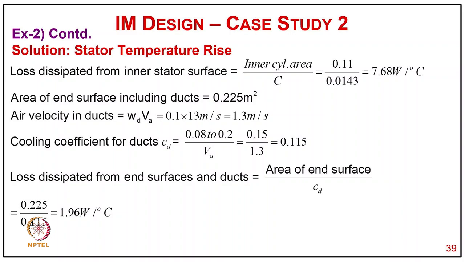Area of end surface including ducts is 0.255 meter square, and air velocity in duct is WD into VA, putting value it comes 1.3 meter per second. So cooling coefficient for ducts CD equal to putting the value 0.08 to 0.2 into VA, so giving a value of around 0.15 divided by 1.3, it comes 0.115. And loss dissipated from end surface and ducts is area of ducts divided by CD, so that's 0.0225 divided by 0.115, that comes 1.96 watt per degree centigrade.